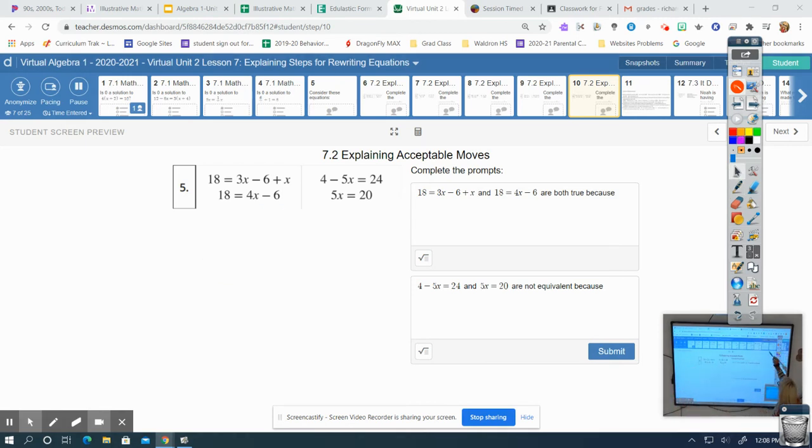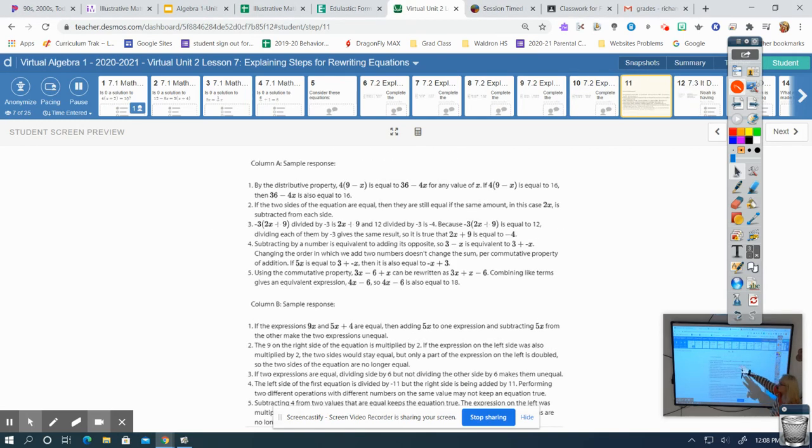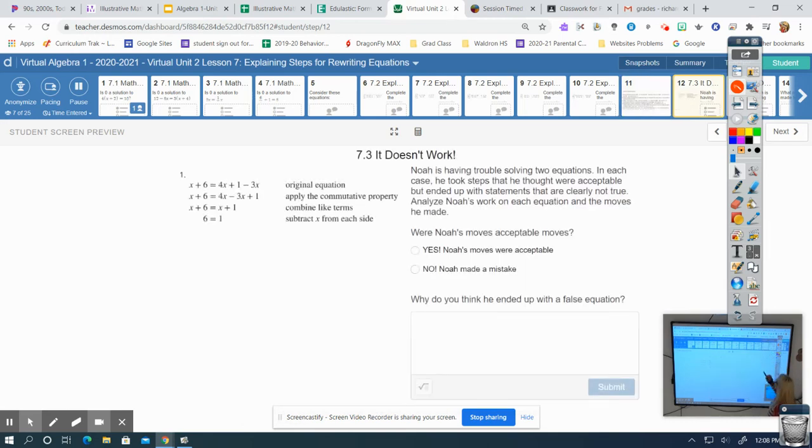All right. And so all of those things were explained on this page. So I just showed you what they were saying in these explanations here, because I know that's kind of hard to read through. All right, so on this page, we looked at Noah and how he solved some problems. So you might have gone through here and decided that he did, so it tells you that he thought he made acceptable moves, but ended up with the wrong answer. It wasn't true. So let's look at why it's not true.